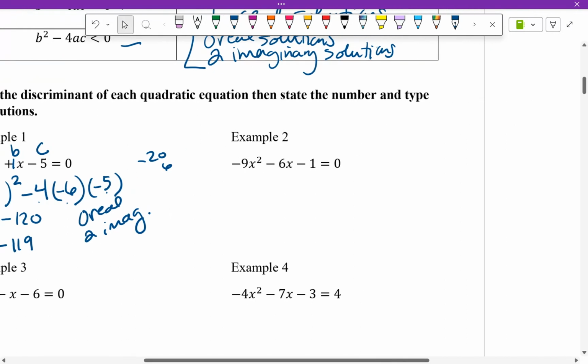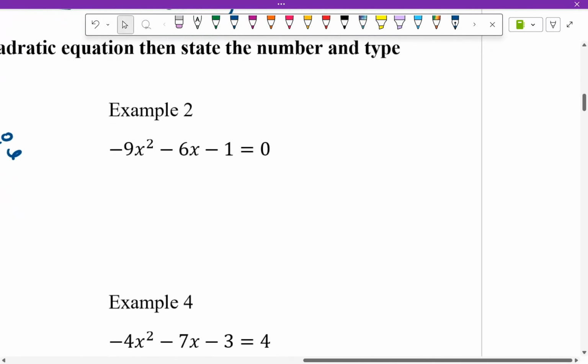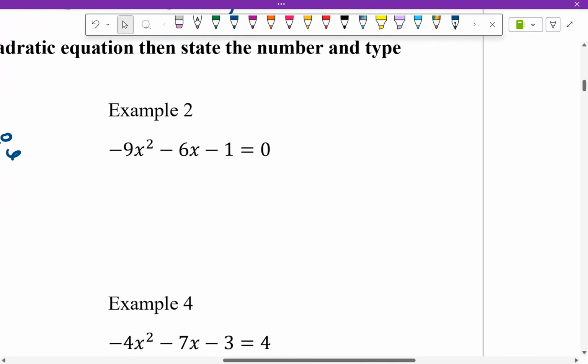All right, let's take a look at 2. You're going to help me this time. Are we equal to 0? Yep. Are we a quadratic? Yeah, it's a squared, right? Okay, what's my a value? -9. What's my b value? And what's my c value? Perfect. All right, so we're going to put those into our formula.